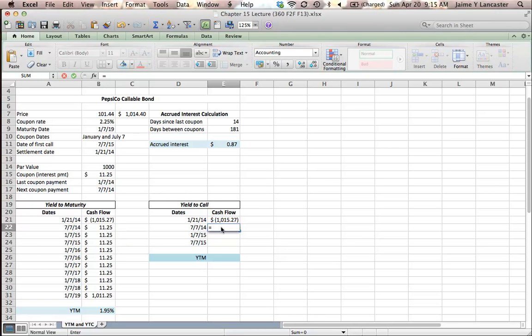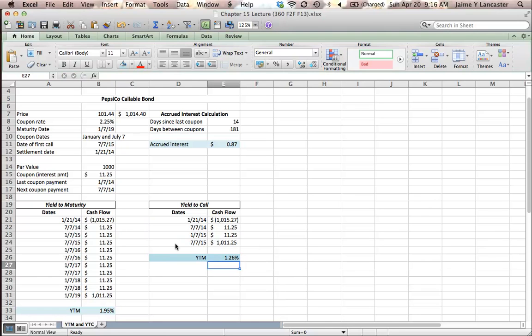Then you're going to have the same interest payments, 11/25. You're going to have one on July 7th, 14. You're going to have one on January 7th, 15. And then on July 7th, 15, they are going to pay you back the face value, par, plus that last interest payment. So just like we did with yield to maturity, we use the XIRR function. We're going to do the same thing here. Values first, dates second.